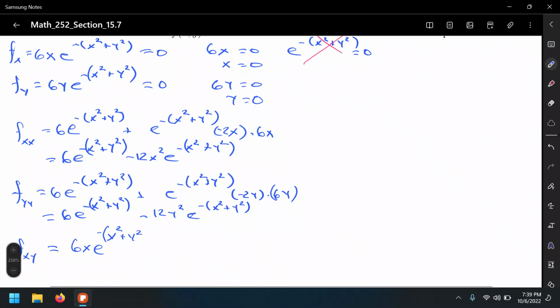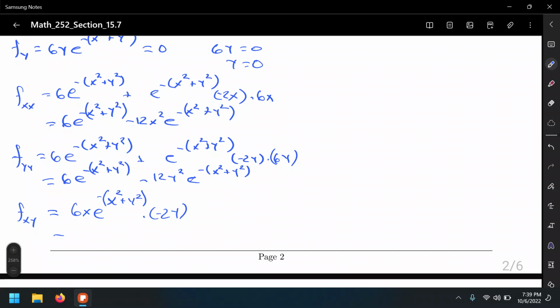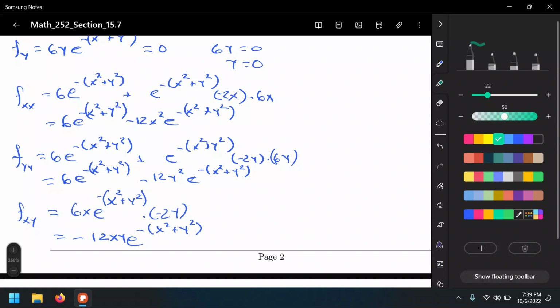plus y squared times, by chain rule, the derivative of negative y squared, which is negative 2y. And this one reduces to negative 12xy e to the negative x squared plus y squared. All right. Okay, let me box these second partials.